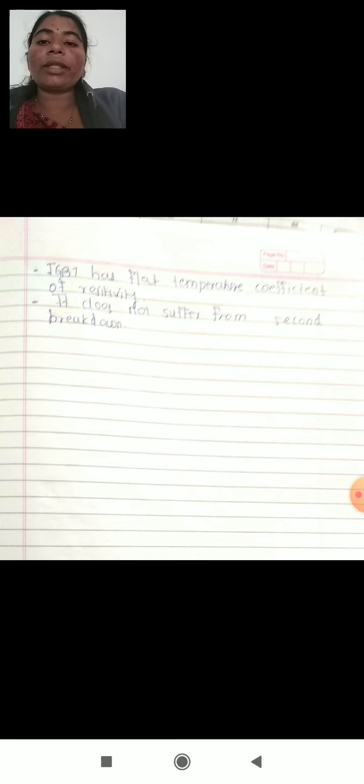Now in the next lecture we are going to learn about latch up in the IGBT, and after that half part of this unit will be covered, that is unit number 2.